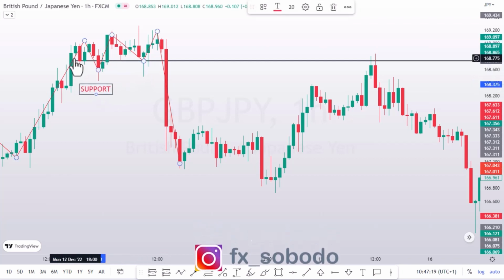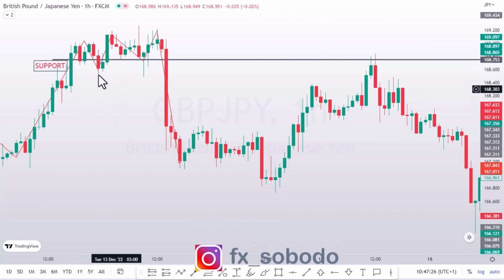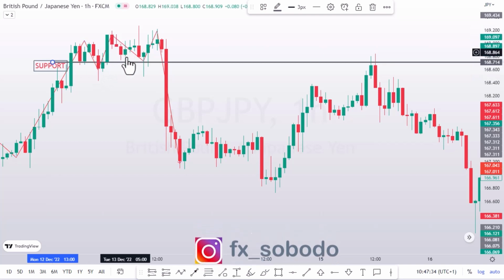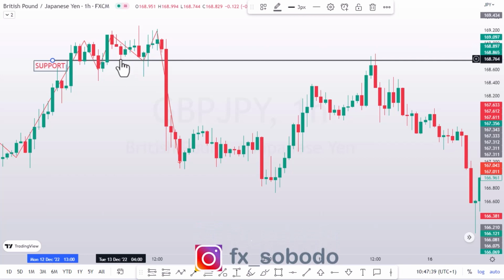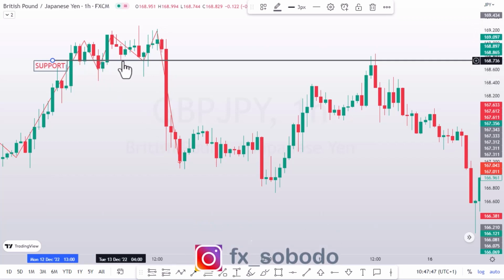Remember, the more bounces, the more sustainable it is. You see, price came, it bounced, shot up, came, traded through, and bounced up again. It came, let's say here, again, it bounced, shot up, came, traded through, stayed, bounced up, and finally broke to the downside. So the more bounces of both support and resistance, the more sustainable they are.